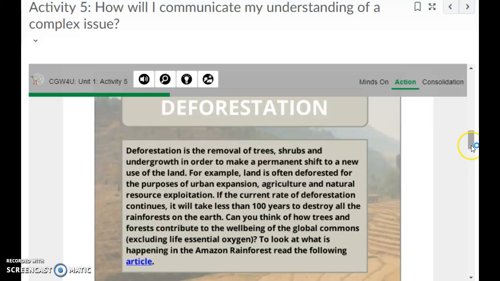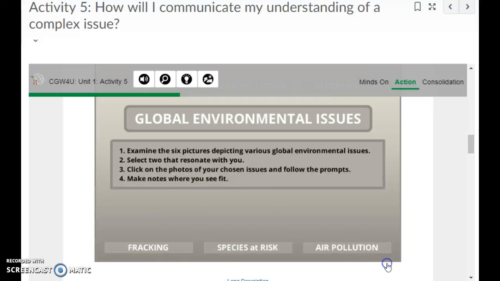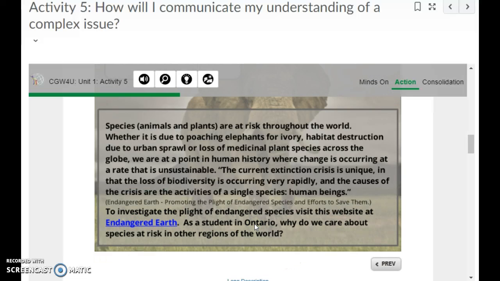So you have a choice of several different topics. For example, you could choose species at risk. Again, it gives you a bit of additional information in this paragraph, and some additional information in an article. And as a student in Ontario, why do we care about species at risk that are located in other regions around the world that aren't our own?